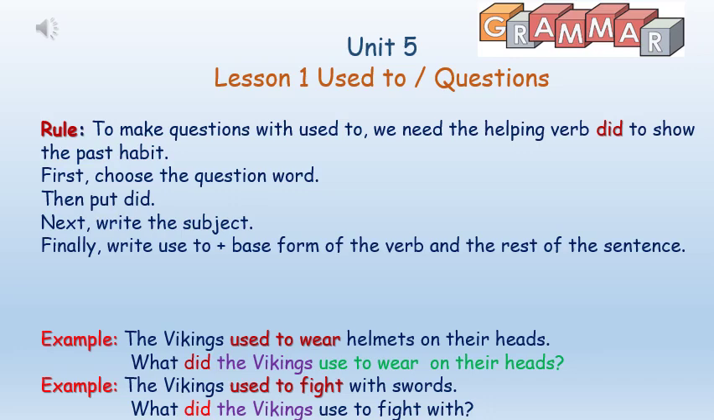Okay. Another example, for example, the Vikings used to eat stews. I want the answer to be stews. So I start with what did the Vikings use to eat? Clear? We use the question word, then did, then the subject, then use to, and the action verb in its base form, and we continue the sentence to make a question.